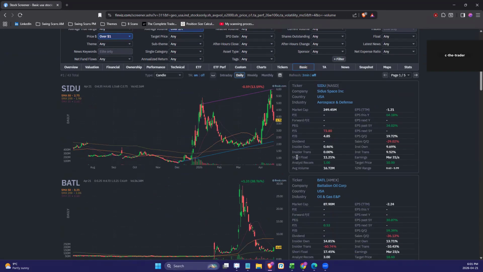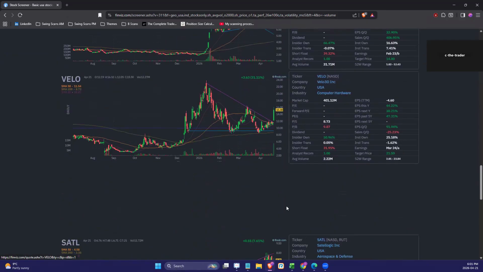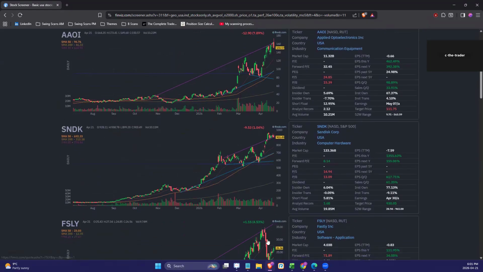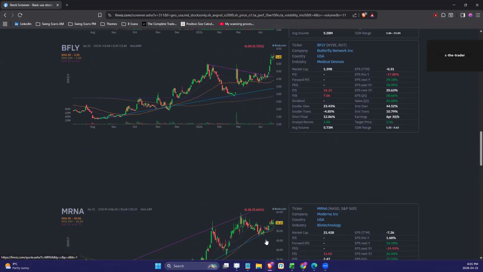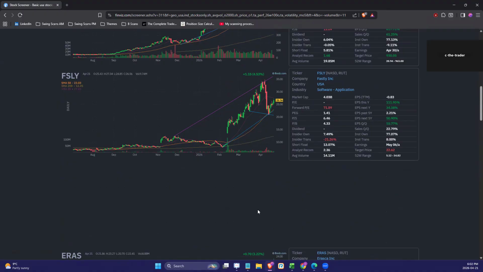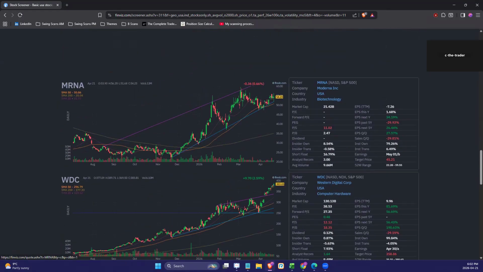6 month. Sidhu, Battle. Moderna looks good. I don't like all the wicks though on the candles. I really don't like all those wicks. Let me see on the TradingView chart. Yeah, there's a lot of wicks, and that bothers me.